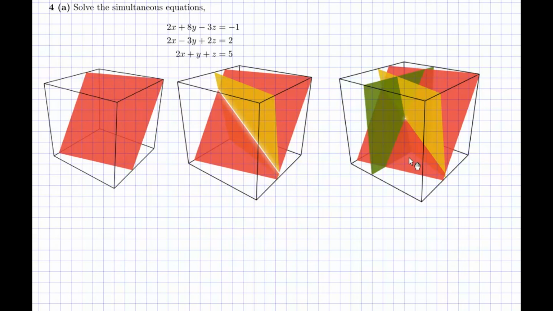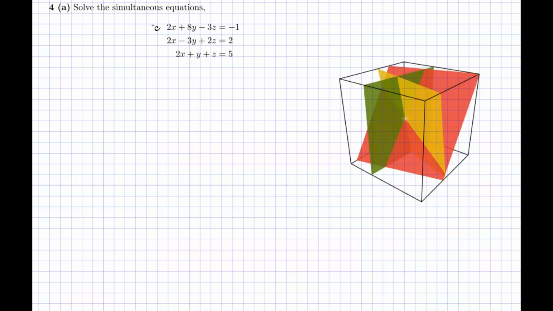It's much easier to work out a couple of lines of intersection first and use those lines of intersection to figure out the point of intersection. So that's the way you normally do these simultaneous equations when you've got the equations of the plane. So let me call these equations 1, 2, and 3.